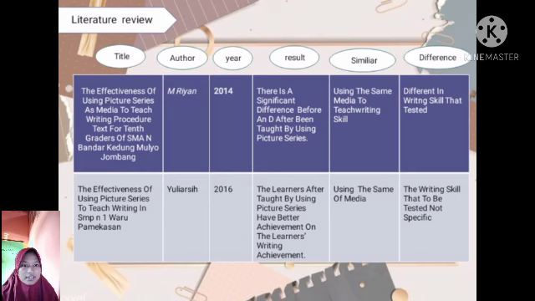The difference is because in the title, it is only about teaching writing. It is a difference from the first research, where the writing skill is to teach writing procedure text, but the second title is only teaching writing. It's not specific what writing skill is to be tested.